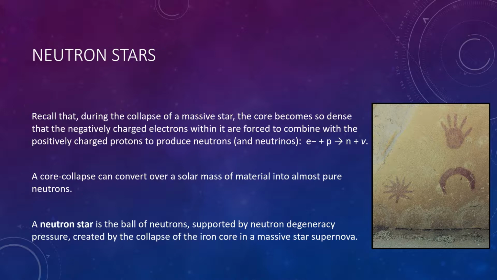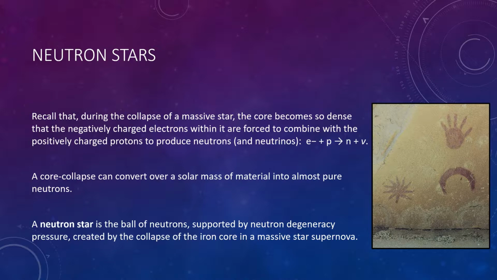We now know that the guest star of 1054 was actually a remarkable stellar transformation. A massive star, some 6,500 light-years away, perished in a supernova explosion, leaving behind both a supernova remnant and a bizarre object called a neutron star. Recall that during the collapse of a massive star, the core becomes so dense that the negatively charged electrons within it are forced to combine with the positively charged protons to produce what we call neutrons and neutrinos. You can see the reaction at the end of the first paragraph here.